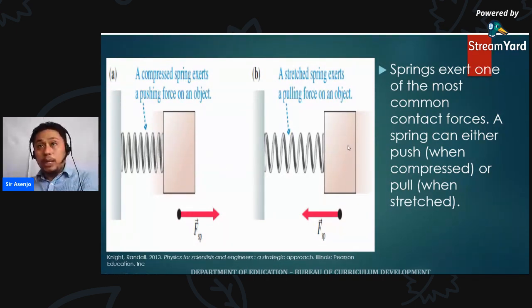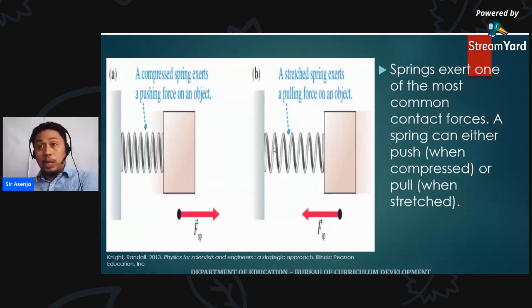In this example, letter B, a stretched spring exerts a pulling force on an object. It's a reverse. If we are going to stretch the spring on this side, what is the direction of the force? It should be going to the left. As a stretched spring exerts a pulling force on an object, it will pull.